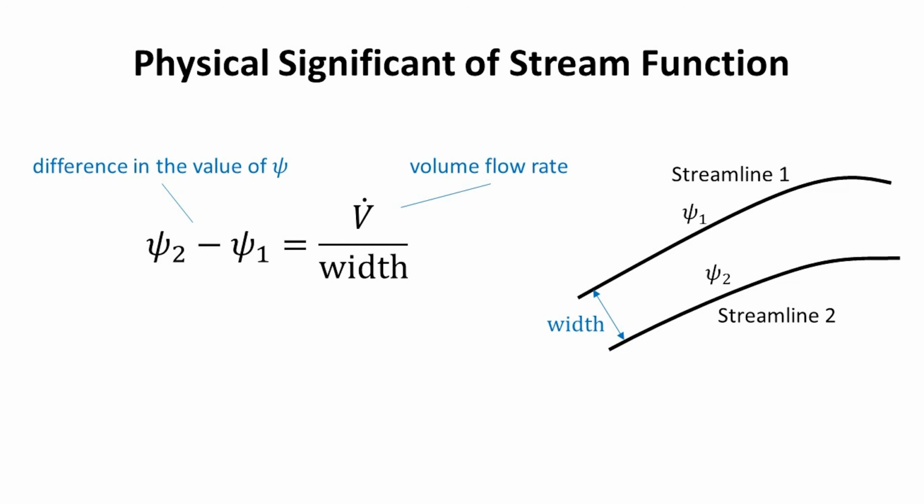Since by definition, no flow can pass the streamline, so the volume flow rate between any two streamlines will remain constant. And given that the volume flow rate is equal to the cross-sectional area of the flow times the velocity, therefore, as the gap between two streamlines widens, the velocity will drop, and vice versa.